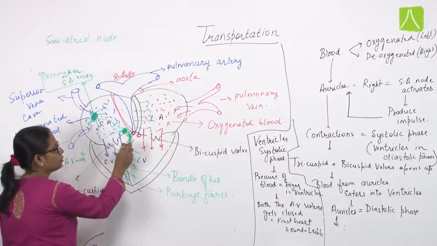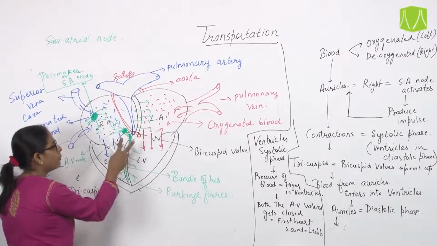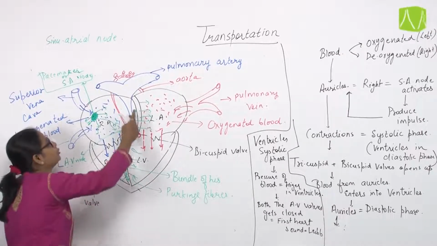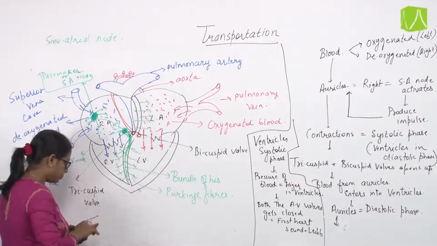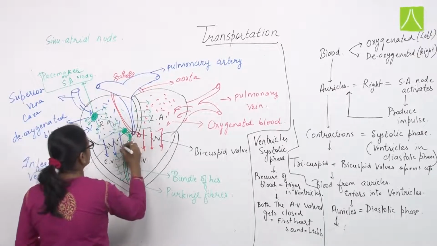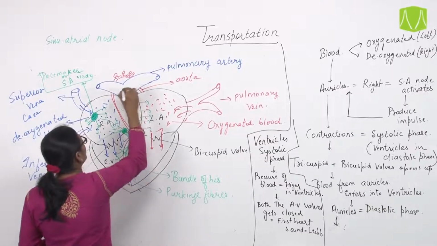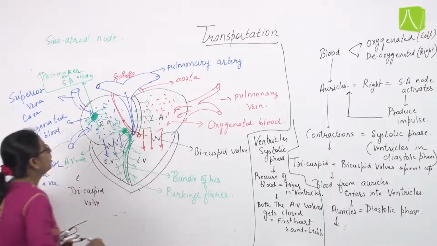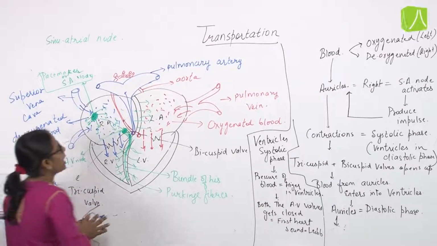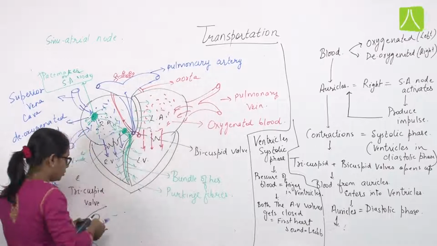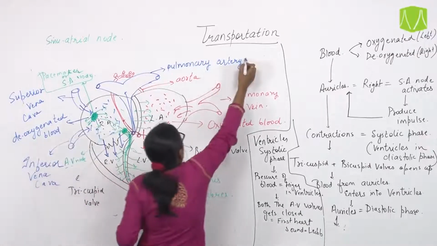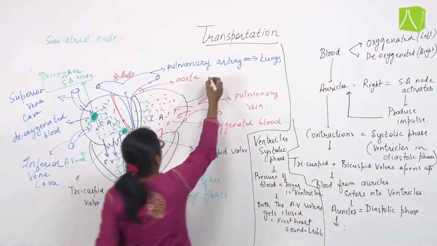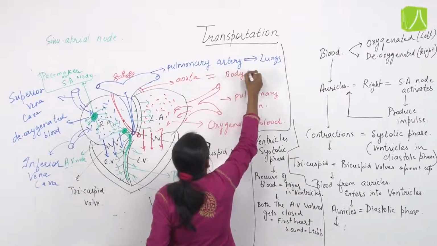Both the semilunar valves open up, and due to the opening of the semilunar valves, the deoxygenated blood from the right ventricle enters into the pulmonary artery, and the oxygenated blood enters into the aorta. Through the pulmonary artery the deoxygenated blood goes to the lungs, and through the aorta the oxygenated blood goes to the body systems.